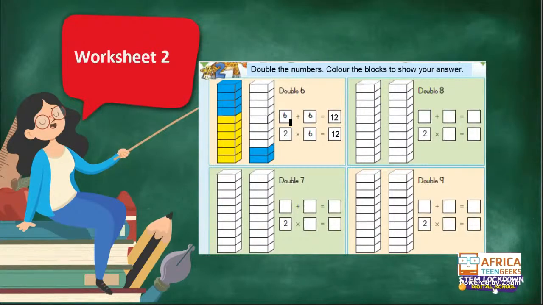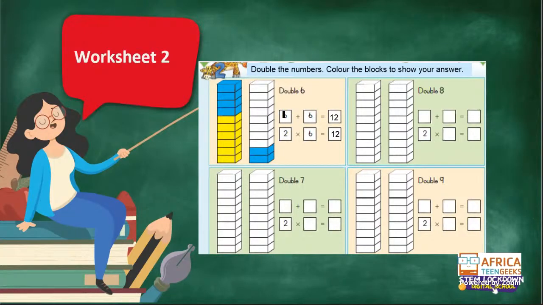Here you have a 6 plus 6. On the blocks, you color 1, 2, 3, 4, 5, 6 blocks. The yellow ones, they are 6. Now you're going to color, you're going upwards. 1, 2, 3, 4. There no more. We're going down to the second bar, and we add 2 more there to make up 6. So 6 plus 6 gives us 12.